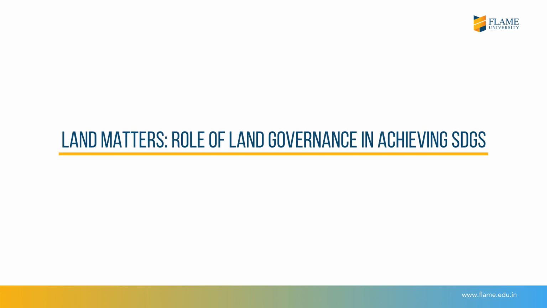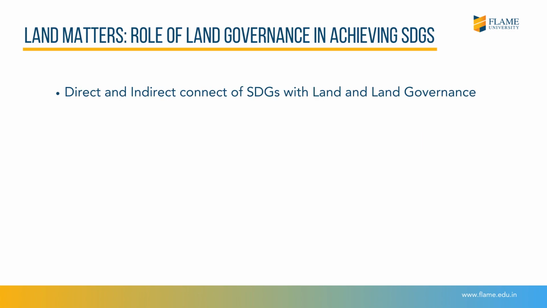Now let's align ourselves with the agenda of this course, that is land. Does land governance and SDGs have any relation, any connection? Let's find out. Land and its governance are fundamental to achieving these SDGs, ensuring inclusive, equitable, sustainable land management, which will catalyze progress in poverty reduction, food security, environmental sustainability, and urban resilience, creating a just and sustainable future for all.